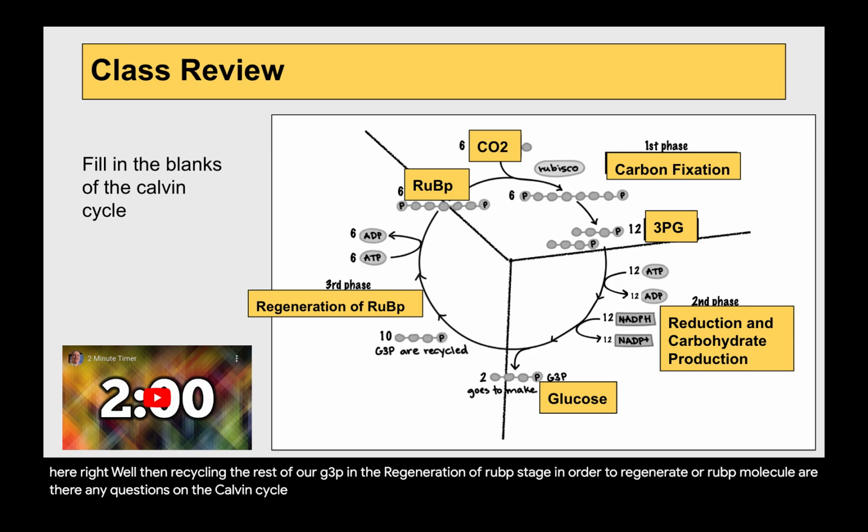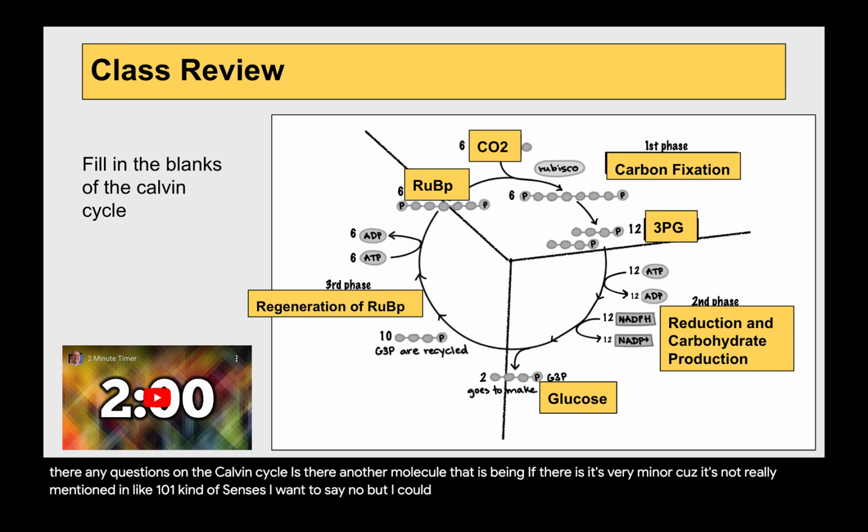Is there another molecule that is being released in the reaction of G3P recycled into RuBP? Or is it just ATP to ADP losing a phosphate? I don't know. I would have to look into it. If there is, it's very minor because it's not really mentioned in intro-level courses. I want to say no, but I could be wrong. Probably not, but there's a chance it's oxygen. Yeah, there's a chance that something's released. I don't think so. I could be wrong.